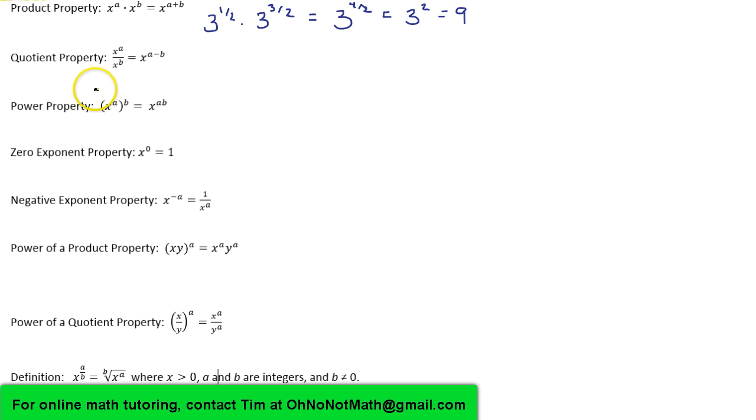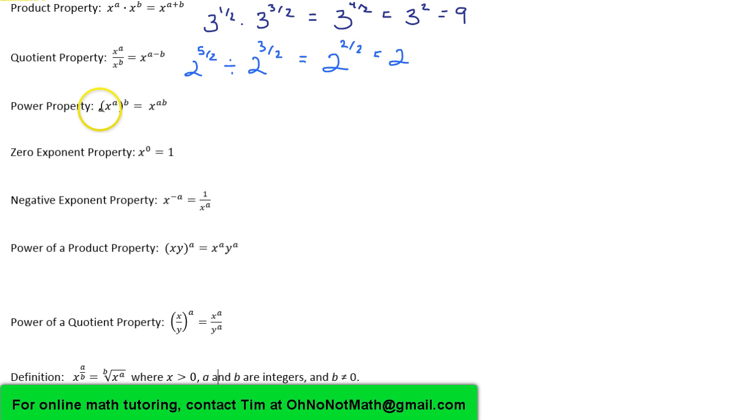The second property is the quotient property, which says that x raised to the power of a over x raised to the power of b equals x raised to the power of a minus b. So let's say we have 2 to the 5/2 divided by 2 to the 3/2. That equals 2 to the 5/2 minus 3/2, which is 2/2, which equals 2.